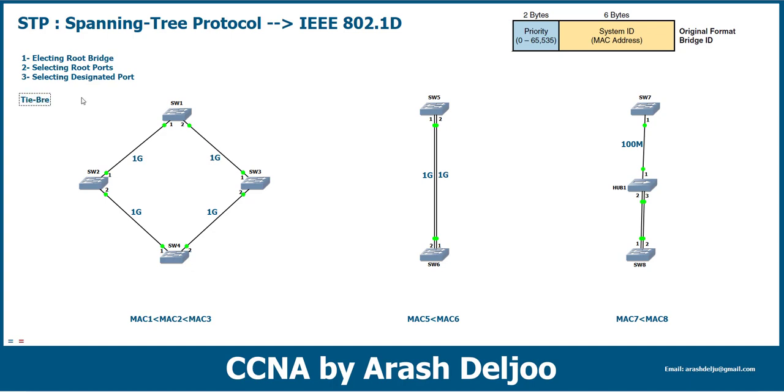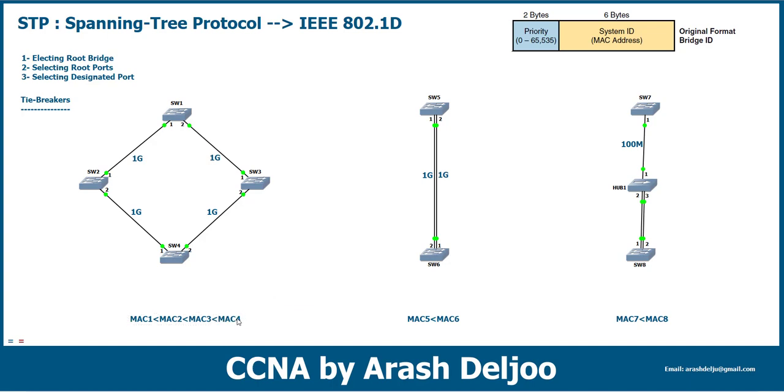We have three scenarios here. Let me start from the first scenario, the left one, so you can understand the usage of the STP tiebreakers. In this scenario, we have four switches: switch 1, switch 2, switch 3, and switch 4. They are connected to each other with 1 gigabit per second links. And also, as you can see, MAC 1 has a lower value than MAC 2, which has a lower value than MAC 3, and also MAC 4.